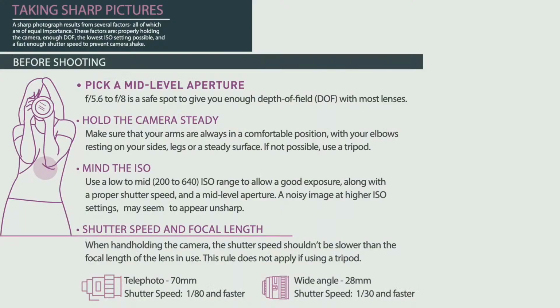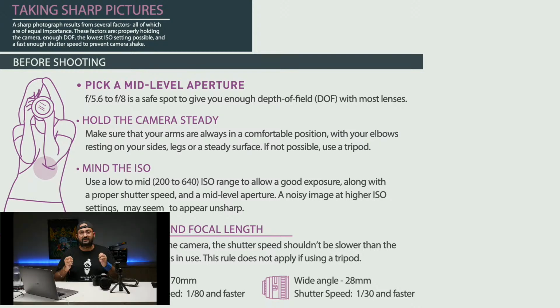So first of all, pick a mid-level aperture. This is f5.6 to f8, and you need to give a spot enough depth of field with most lenses. When you're doing tele shots, an f8 or an f5.6 will also work, and this is brilliant when it comes to street photography or when it comes to event photography, when you definitely need everything in focus and everything very sharp. But if you're doing portraits, it's okay to open your aperture more, but you will have to mind the shallow depth of field and the shallowness in the foreground as well.